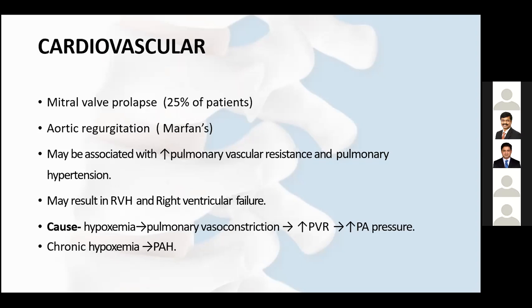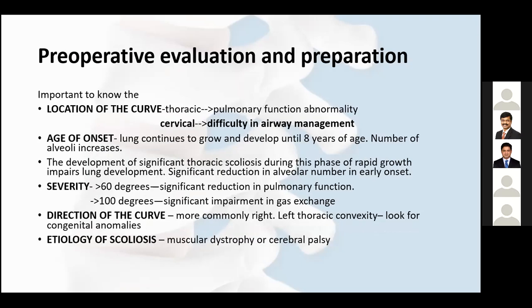Okay. If you get a case of scoliosis, how are you going to evaluate the patient and how are you going to optimize the patient before posting her for surgery? How are you going to do that? So before optimization, it is important to know the location of the curve, the age of onset, the severity, the direction of the curve, and the etiology of scoliosis.